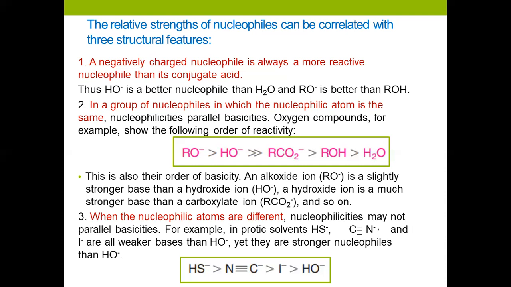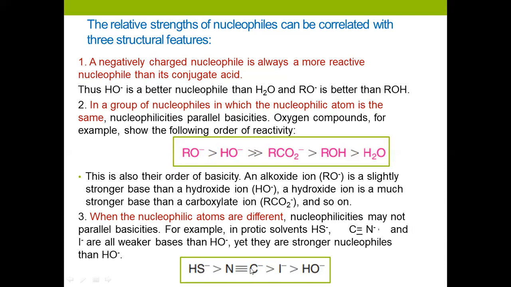Whereas when you say strong base, it can donate, would have a greater tendency to donate electrons. When we say nucleophile, it would have a greater tendency to attack a positive center. So for a nucleophile to attack a positive center, it should have electron density, unshared electrons, and should also be negatively charged. So in this case, even if HS, S minus, CN, and I, they are weaker bases than OH.